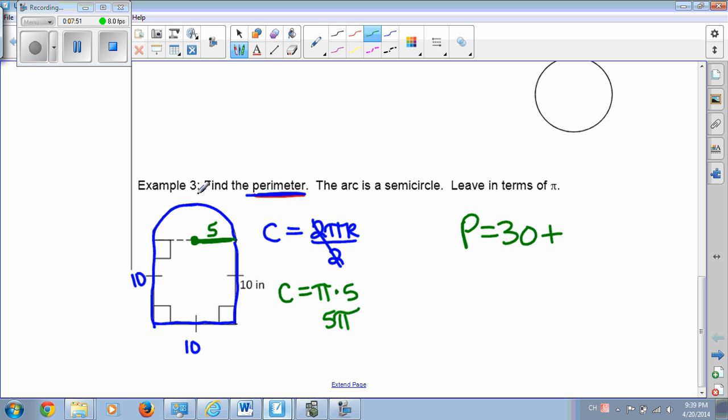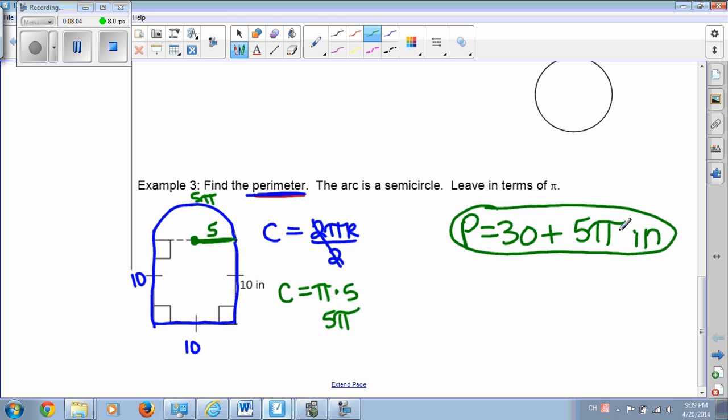So the perimeter of the whole shape would be 10, 20, 30 plus the circumference of the semicircle, which is 5 pi. And we can't add 30 plus 5 pi together because they are not like terms. So we just leave it as 30 plus 5 pi inches. We are also going to save number 4 on the next page for tomorrow, so I will see you guys then.